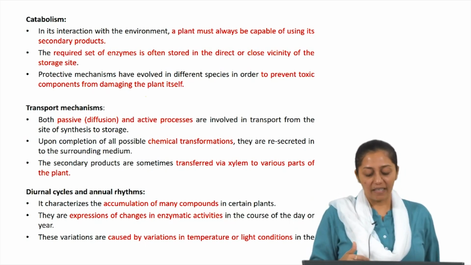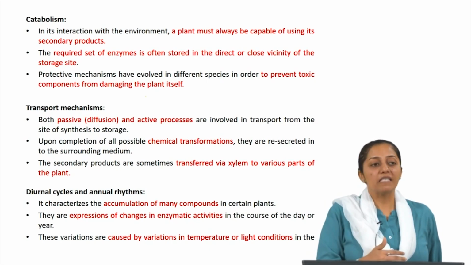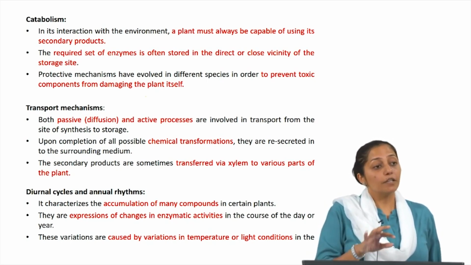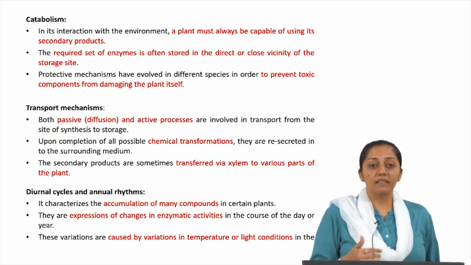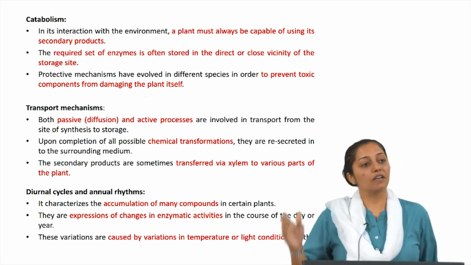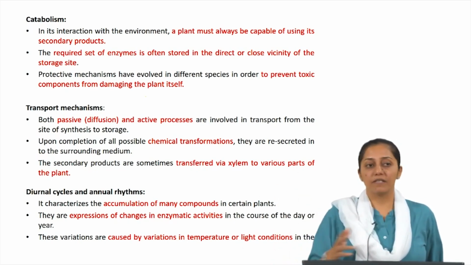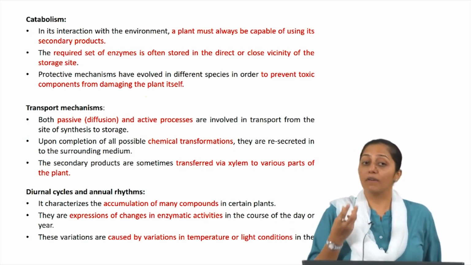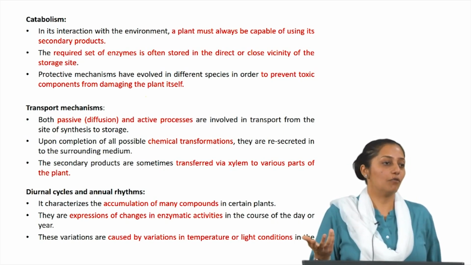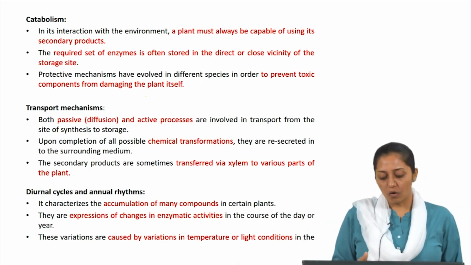Now diurnal cycles and annual rhythms are involved in secondary metabolite synthesis. When we say diurnal cycles, it means that they undergo both temporal and spatial variation. Temporal means that the synthesis may be following a 24-hour cycle, or an annual rhythm, once in a year, twice in a year. Maybe if it is playing a role in the developmental stage of the plant, then it generally follows these cycles and patterns. These variations are caused by variations in temperature or light conditions in the course of the day.